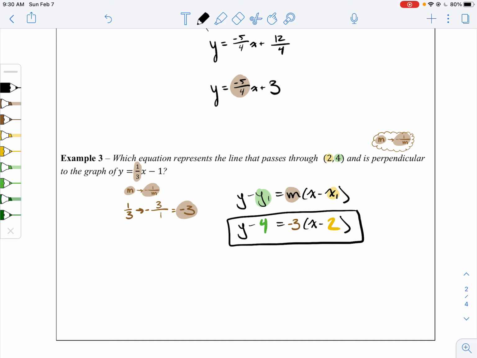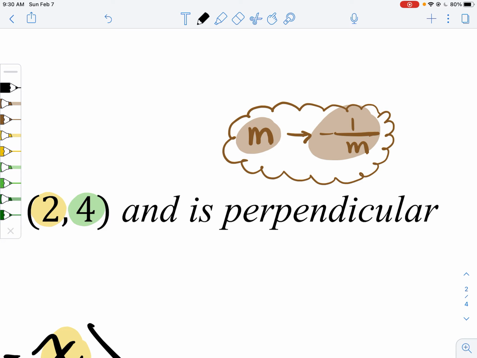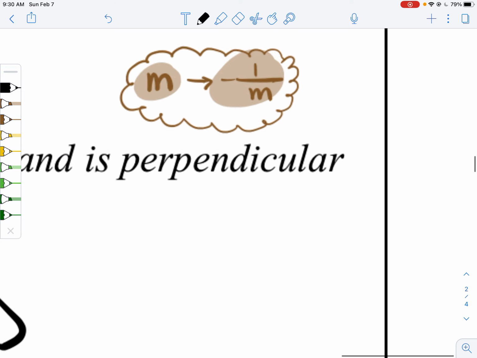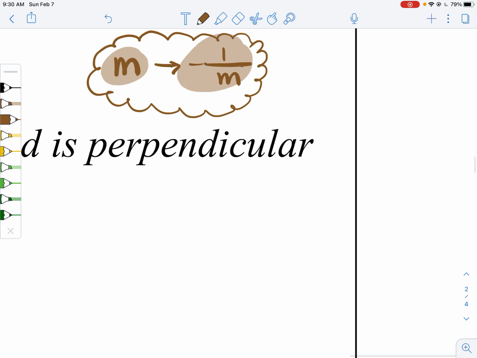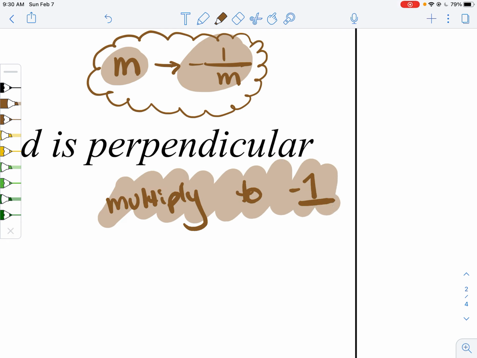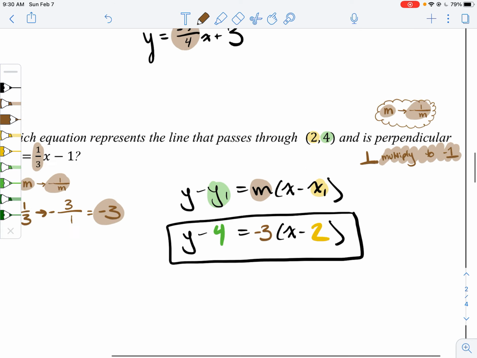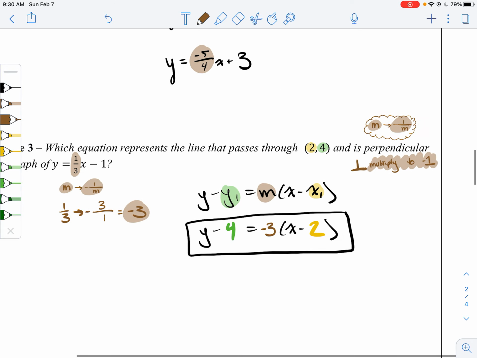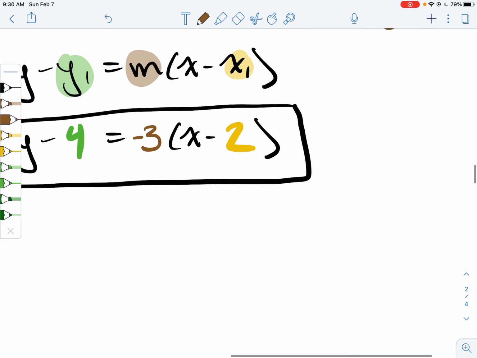Also, a way to check that you got your slope right is that in perpendicular lines, their slopes multiply to -1. That's a fun hint that I forgot to tell you earlier. So in perpendicular lines, their slopes multiply to -1. Let's check to see if we did this right. Here, our slope is -3.